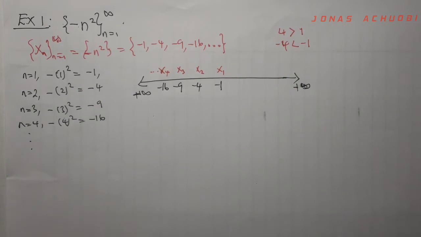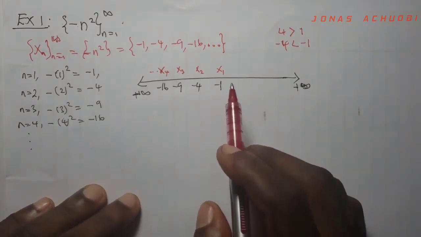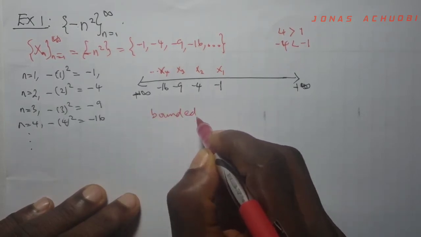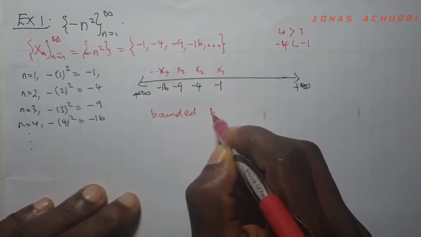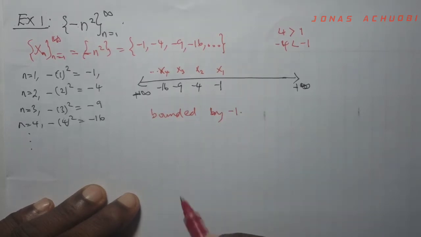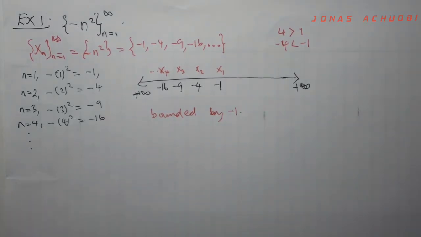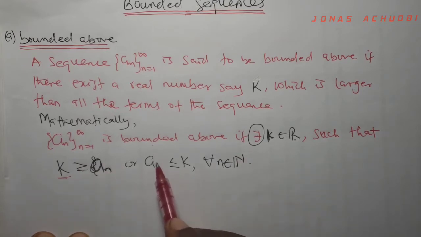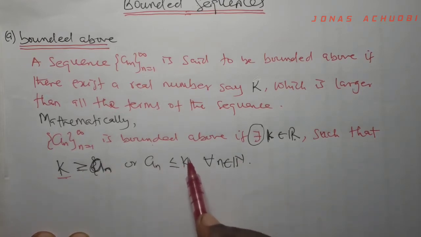Boundedness. Now, I will claim that this sequence is bounded above, and I will say it's bounded above by minus 1. Why do I say that? So let us go back quickly to the definition of a bounded above sequence. Now we had said that a sequence is bounded above if there exists a real number k that is bigger than or equal to all the terms of the sequence, or if all the terms of the sequence are less than or equal to a particular real number, what?